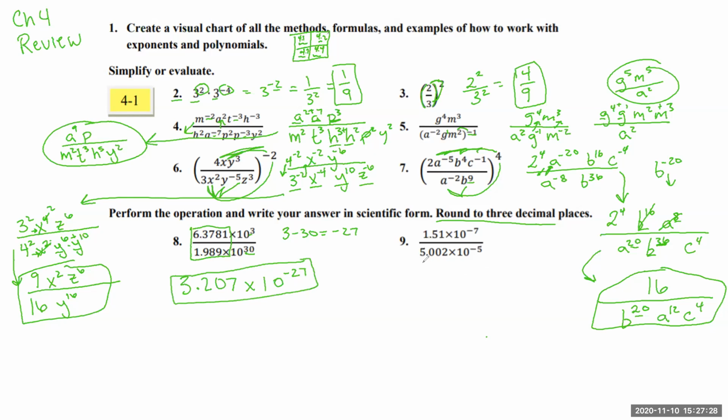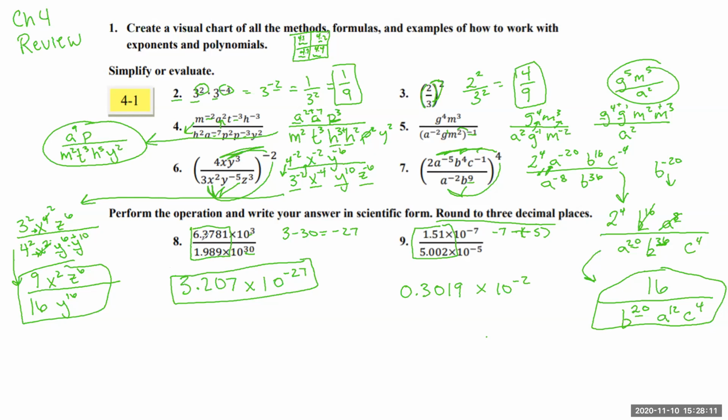Okay, so then coming on to number 9. Again, we are going to divide the numbers here. So if we do 1.51 divided by 5.002, it's going to give us 0.3019. Okay, so we have this decimal here. Then we're going to go ahead and do the negative 7 minus negative 5, which is just going to be adding it. So we're actually going to come out with 10 to the negative 2nd here, because negative 7 plus 5 is going to be negative 2.